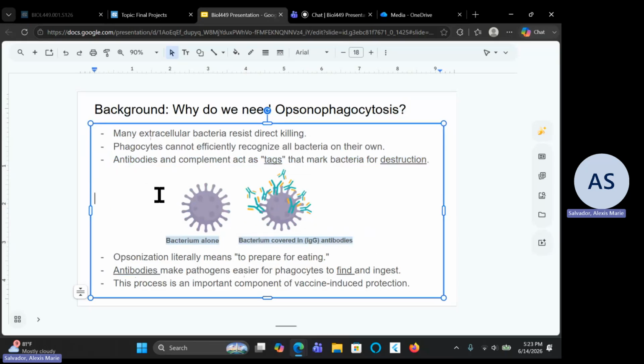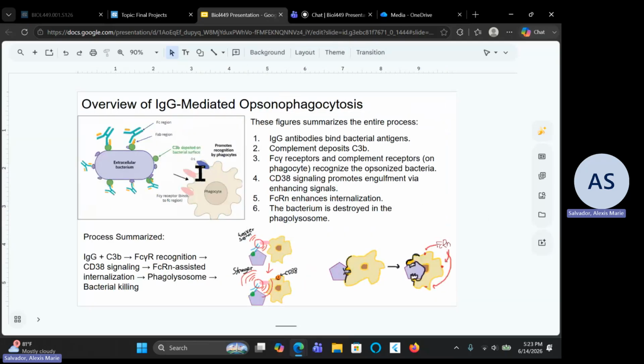So this image I made in Canva shows just a regular bacteria without anything special in it. And then this is a bacteria covered or coated in the IgG antibodies. These IgG antibodies help a phagocyte recognize it, which helps with the opsonophagocytosis process. So for an overview of the IgG-mediated opsonophagocytosis, this may look like a lot, but I'm going to go through it right here. So these figures summarize the entire process.